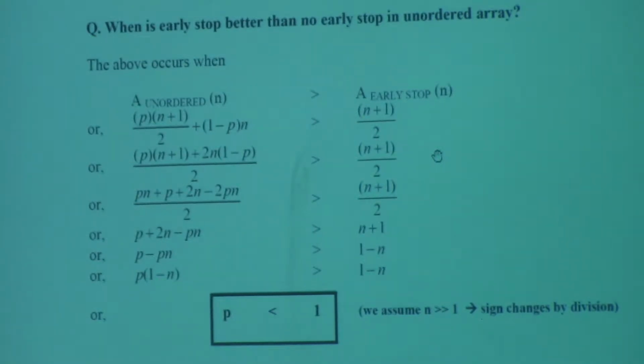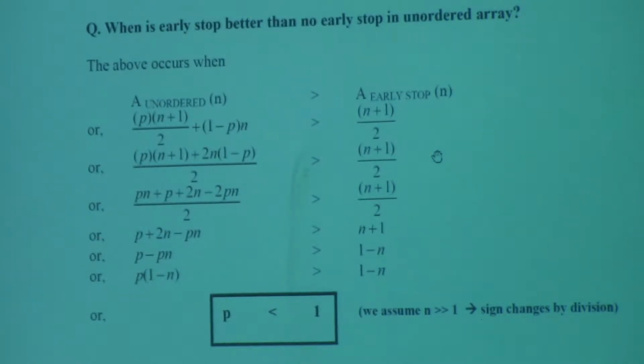So we now have to interpret our algebra. The interpretation says the second algorithm is better whenever the probability of finding the element in the array is less than certain. So if the probability is not 100% all the time, then the second version will tend to be better, on average. Okay?